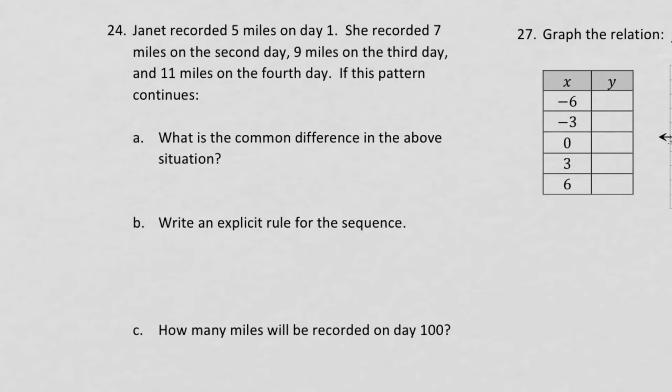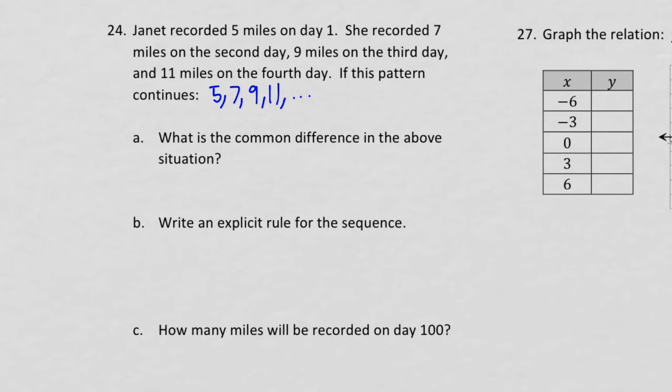Okay, 24. Janet recorded 5 miles on day 1. She recorded 7 miles on the second day, 9 miles on the third day, and 11 miles on the fourth day. So this is a pattern, right? 5, then 7, then 9, then 11. That's a sequence. If this pattern continues, what is the common difference in that situation?